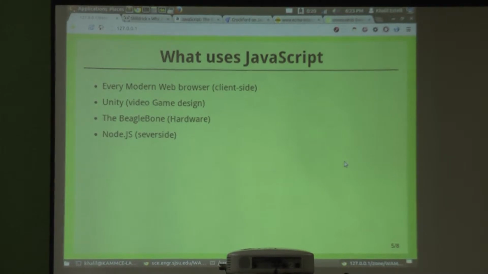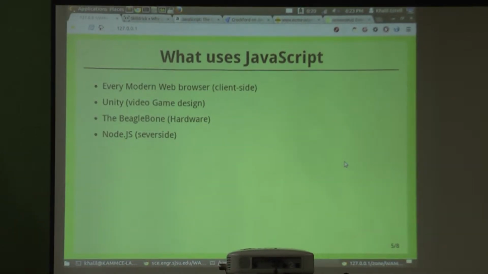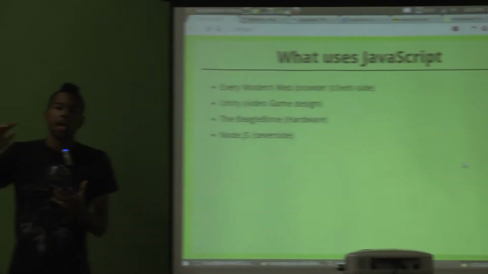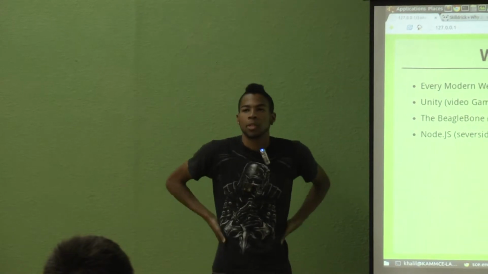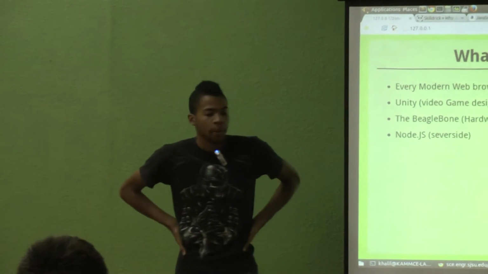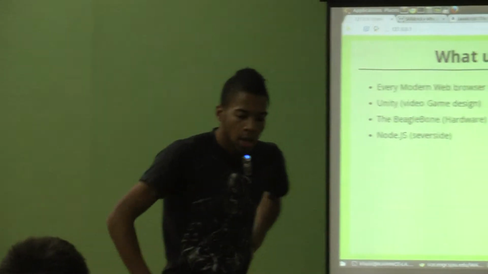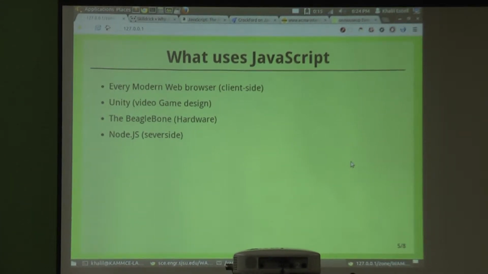So what uses JavaScript? Obviously every single web browser that's ever existed, but we also have Unity, the video game design program, the BeagleBone, which is kind of like the Raspberry Pi board, except its own board, and Node.js, which is a really up-and-coming server-side interpreter. You can make a lot of server-side programs with Node.js. There's a scheme for making your programs in that which is a bit weird, though. I've never actually gone too deep into it. So it far extends normal web browsers, at least currently it does.